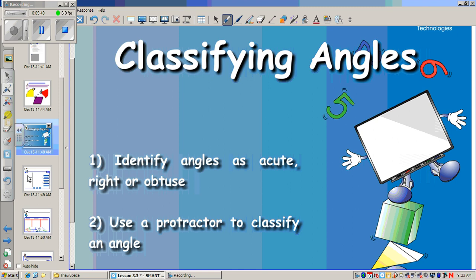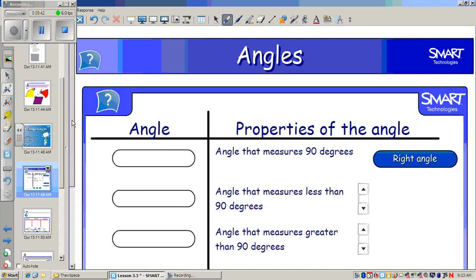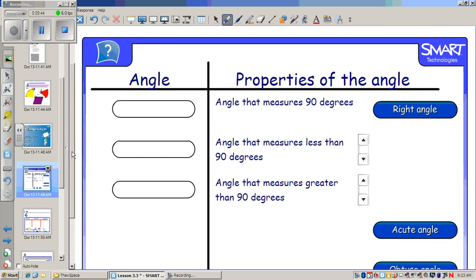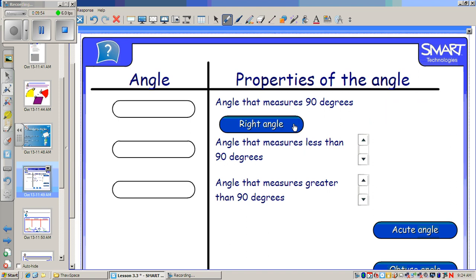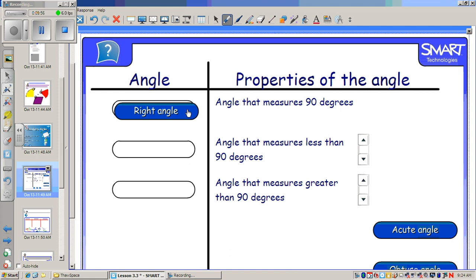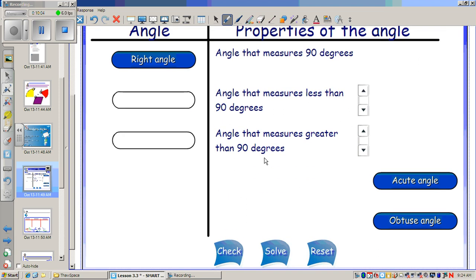All right, let's talk about the definitions of angles. So over here it says an angle that measures 90 degrees, an angle that measures less than 90, and an angle that measures greater than 90. And hopefully you know that because we just talked about them. One that is exactly 90 degrees is a right angle. Okay. And one that measures less than 90, hopefully you all know, that is acute or acute angle.